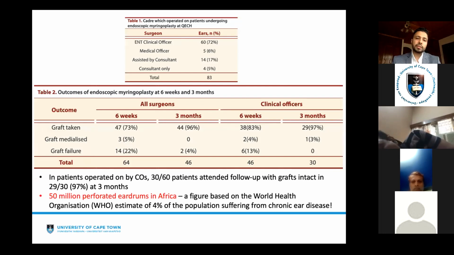And just to mention, this effort on task sharing, especially in the context that we come from, really is something that we require in the continent that we live in. There are 50 million perforated eardrums in Africa, and this figure is based on WHO's estimate of about 4% of the population suffering from chronic ear disease. And really, we need to think about innovative ways to address this important problem.